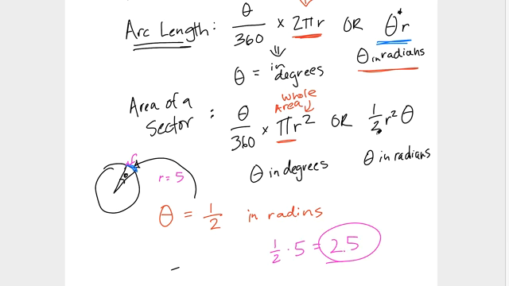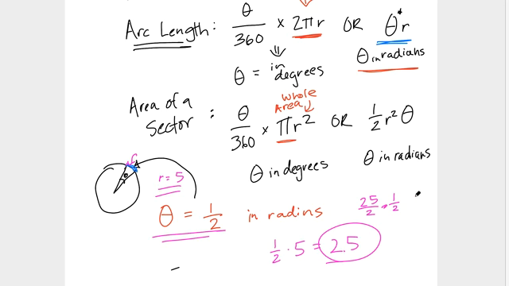And then I can also do this one here, right? If I want to find the area of this, it's 1/2 r squared theta. So r squared is 25 here, so that would be 25 over 2 times 1/2, because, right, I said theta was 1/2, and I said r equals 5.